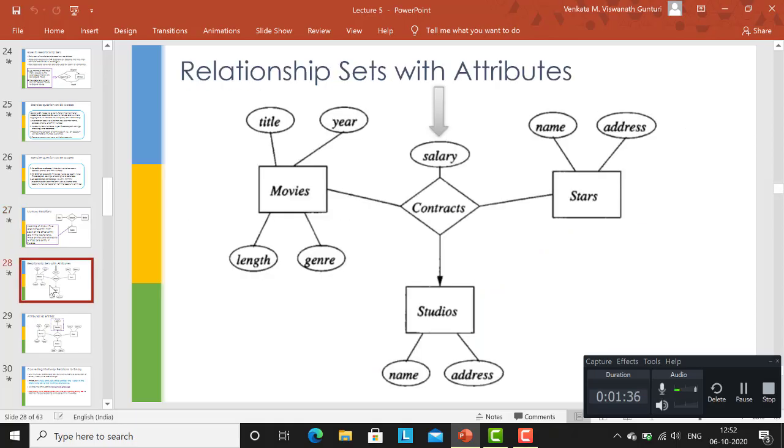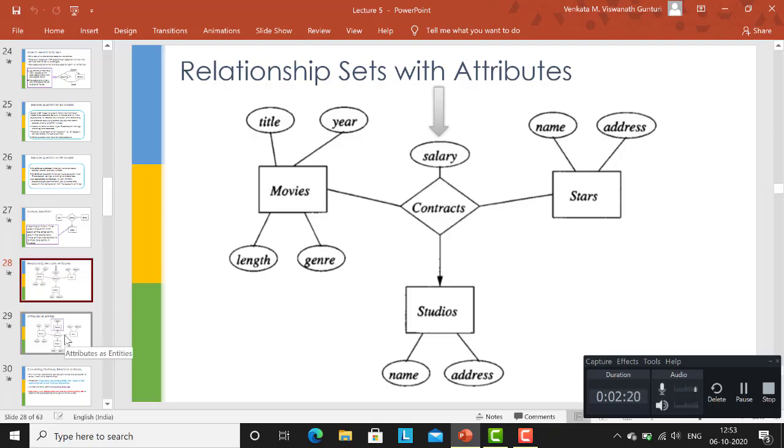Okay. Sometimes, as I said before, your relations can have attributes. So, for example, in this case, this contracts relation has salary as an attribute, right? So now, when you convert this into a table, you'll take the primary key from here, here, and then just an attribute called salary, right? So all those four will be the columns of the contracts relation, right? And as I said before, the primary key of this will continue to be the combination of the primary key from here and here, right? Because it's a many to one relationship from movies and stars to studios, right?